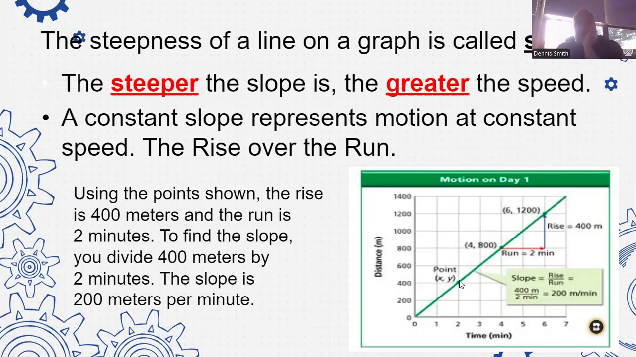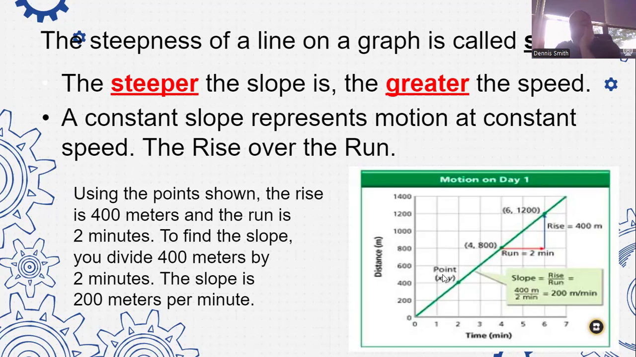Your rise at this point is 400. And what was the run? The run is always the x-axis. The rise is always the y-axis. The x-axis is the time. So the run is 2 minutes. So the rise is 400 meters. The run was 2 minutes.